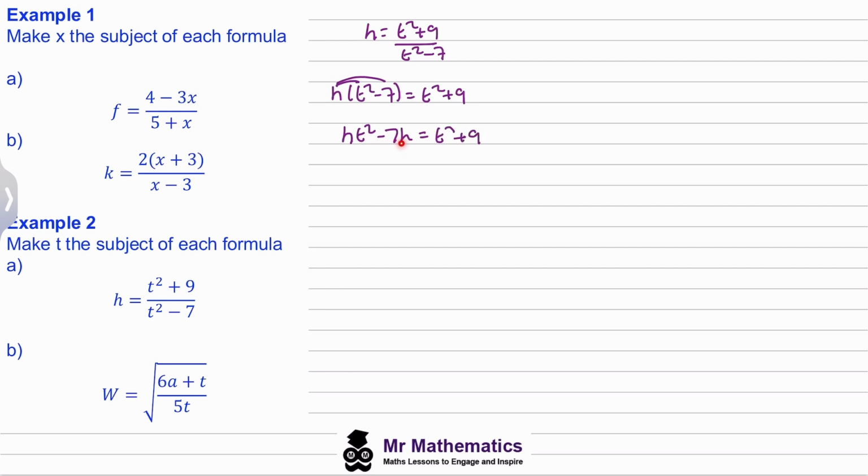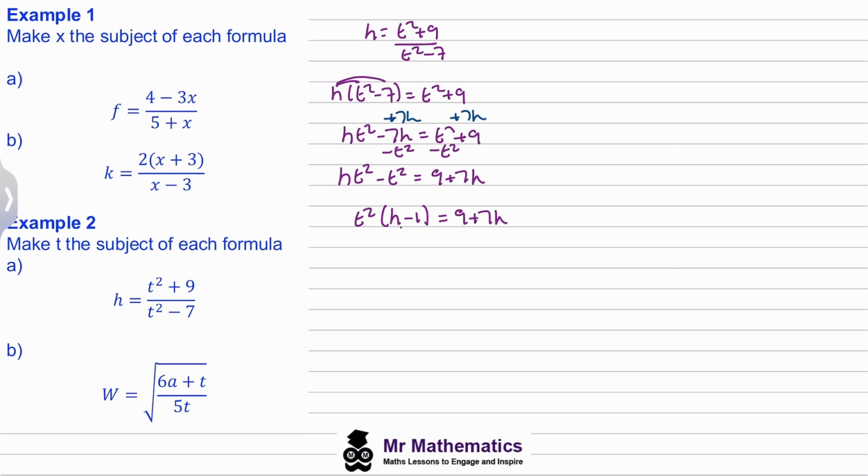And then we need to move a negative 7 to the right-hand side and the t squared to the left-hand side. So ht squared minus this t squared, both sides, and then plus the 7h to both sides. This will equal 9 plus the 7h. And then we can factor this t squared. What do you think we get when we factor the t squared? We get h minus 1. And this will equal 9 plus 7h.